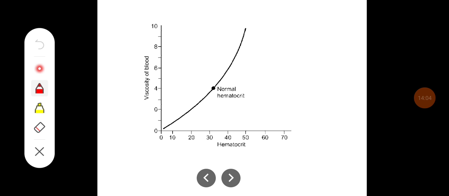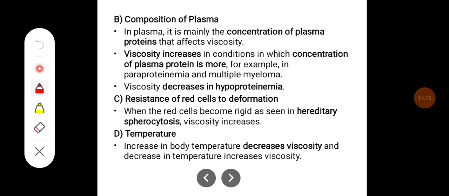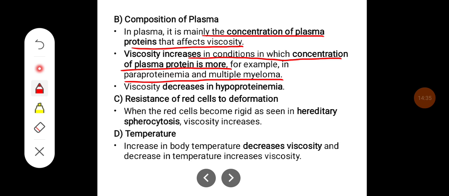So this diagram shows the relation between hematocrit and the viscosity. As the hematocrit increases, the viscosity is also going to increase. Then it depends on the composition of the plasma. In plasma, it is mainly the concentration of plasma proteins that affects the viscosity. Viscosity increases in conditions in which the concentration of plasma protein is more, for example, paraproteinemia and multiple myeloma. Viscosity decreases in hypoproteinemia.